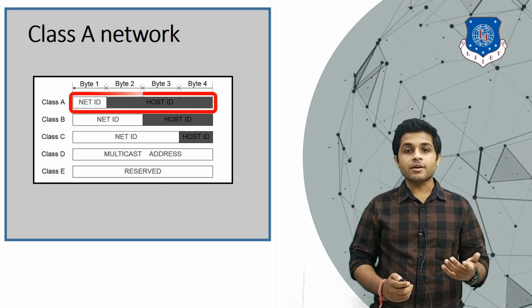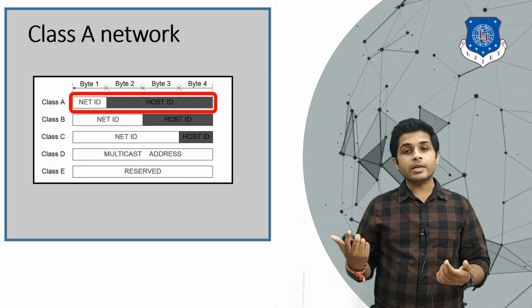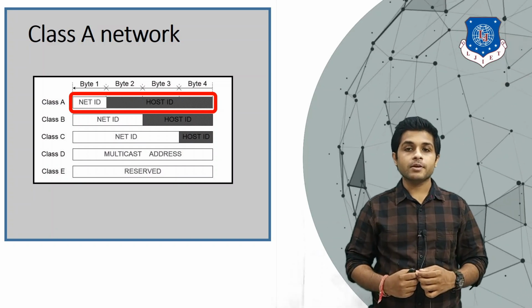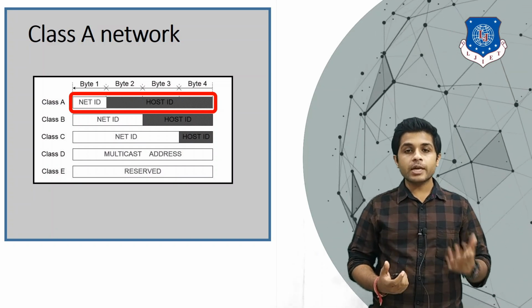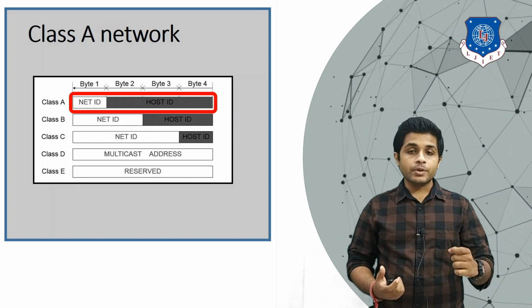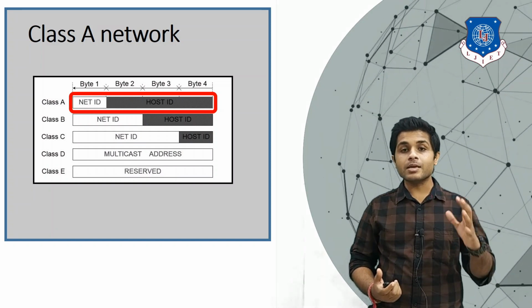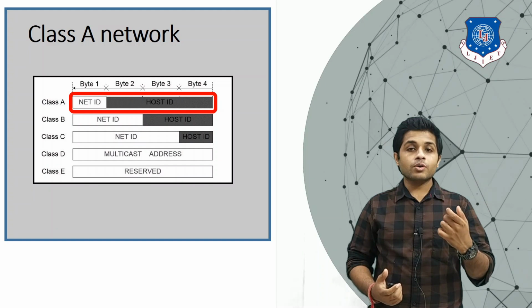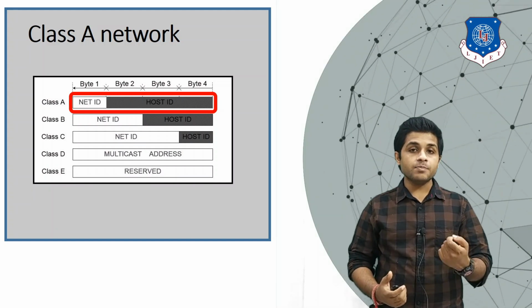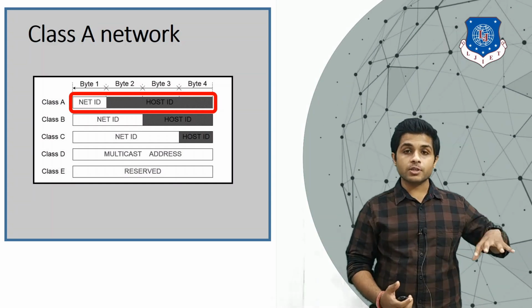In class A, the first 8 bits are for the network ID and the remaining 24 bits are for the host ID. What information do you get from the network ID and the host ID? The network ID will tell you how many networks are possible in the given class. The length of the network ID is 8 bits, so in class A, 2 raised to 8 individual networks are possible.